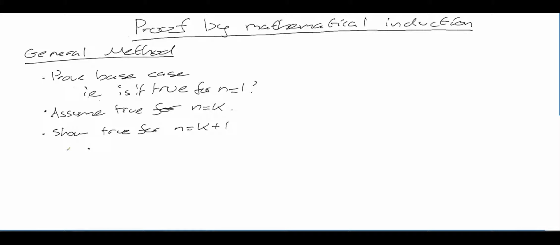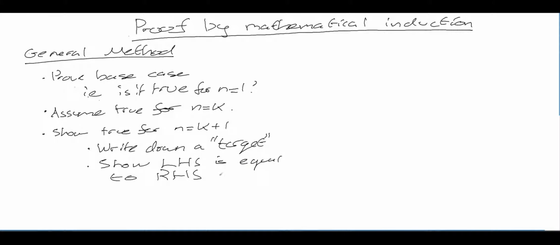There are two sub-steps to this step which I like to explicitly do. We've got to write down what our target is, in other words, what we're trying to show by doing our algebra. Then we show that the left hand side, when we substitute n equals k plus 1 into the thing we're trying to prove, is equal to the right hand side target. And then finally we write a conclusion. So we write maybe one or two sentences just to explain what we've done and the fact that we've proved that whatever we're trying to prove is true.